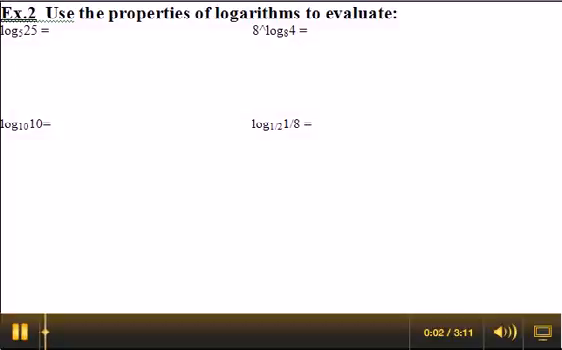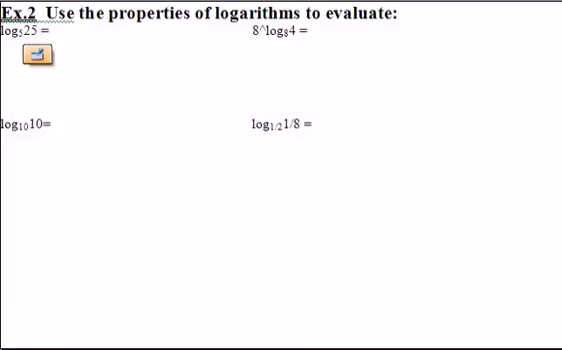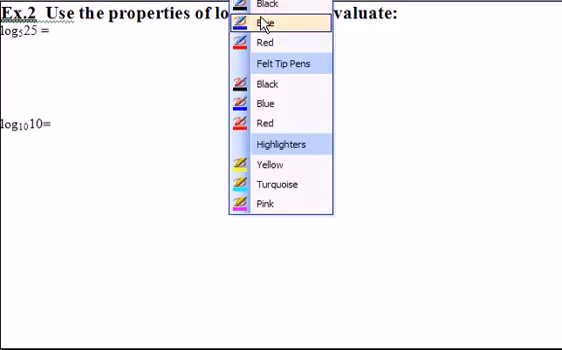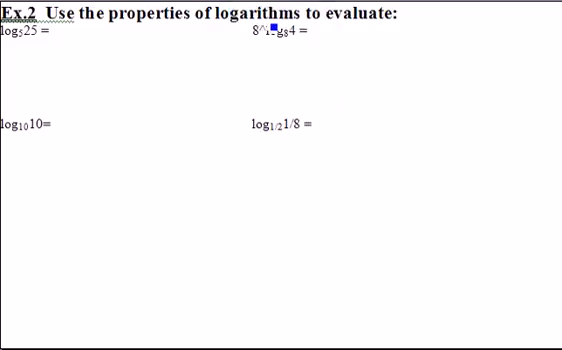We will be, in this example, using the properties of logarithms to evaluate these nice little quick problems. In our first piece here, we have log base 5 of 25. Now, you might just use your definition and say 5 to what power equals 25, and that's okay. Otherwise, we can rewrite this. I know how to write 25 as a base of 5.